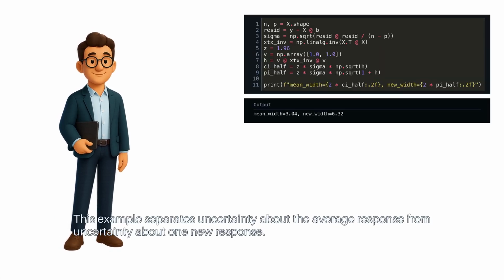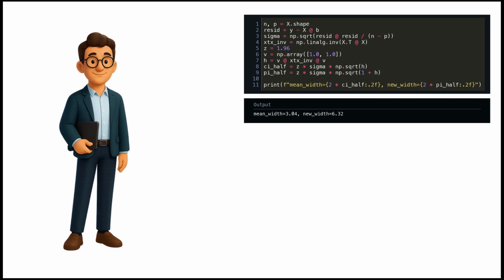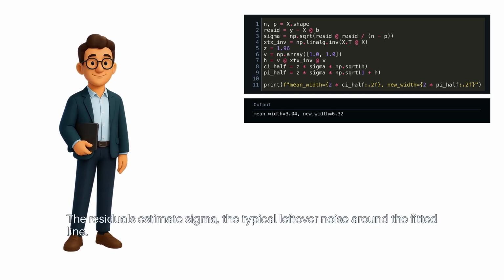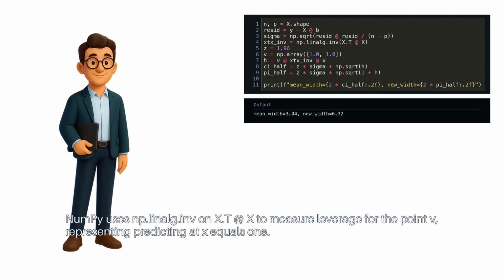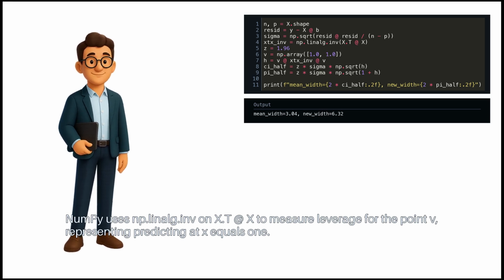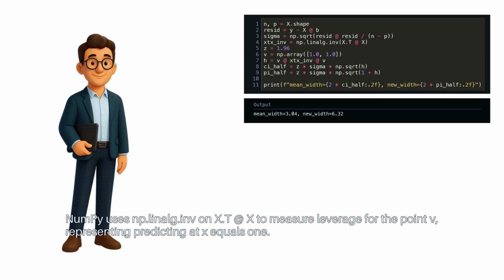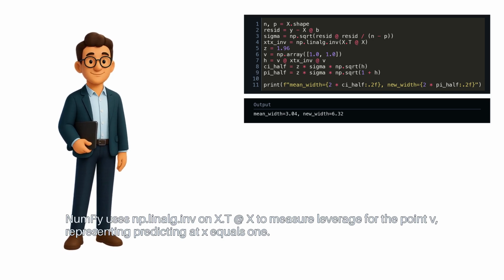Now we separate two different uncertainties and show they are numerically distinct. This example separates uncertainty about the average response from uncertainty about one new response. The residuals estimate sigma, the typical leftover noise around the fitted line. NumPy uses np.linalg.inv on X transpose X to measure leverage for the point v, representing predicting at x equals 1.